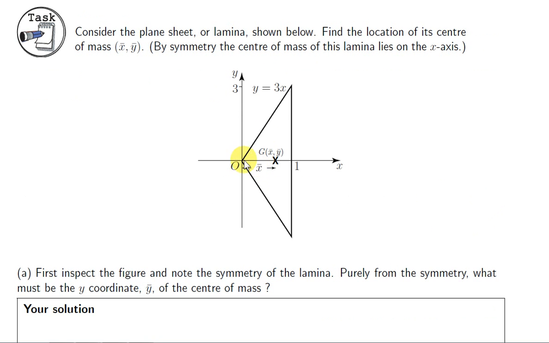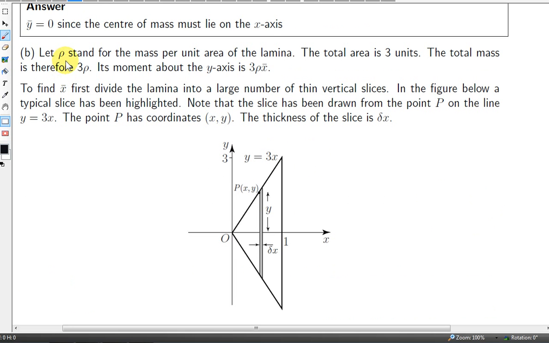Let's take this example here. We have the line y equals 3x, and we have its mirror image in the x-axis, this line here. So these two lines and this vertical line form a triangular lamina. Now by symmetry we can see that the center of mass must lie on the x-axis. So y bar must be 0. Now let's get x bar.